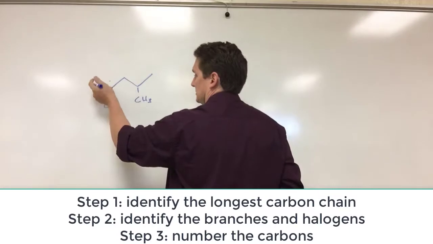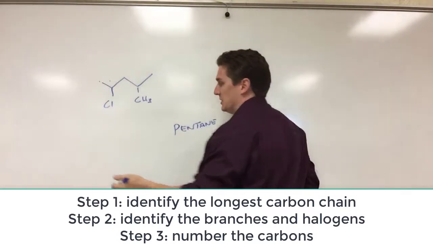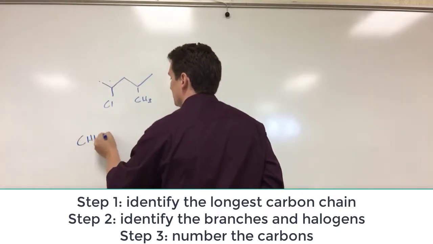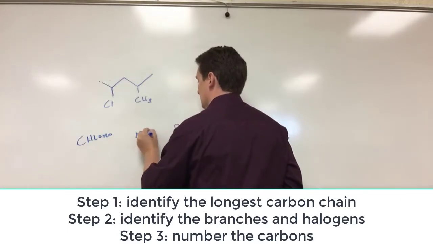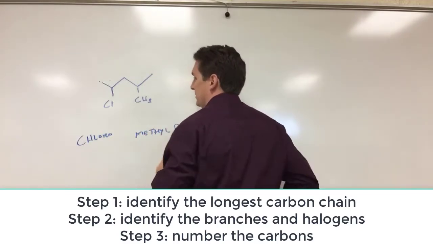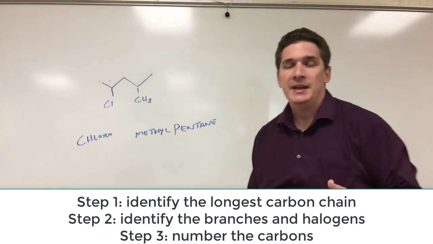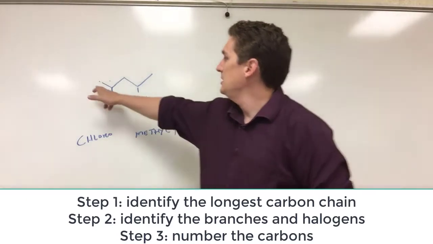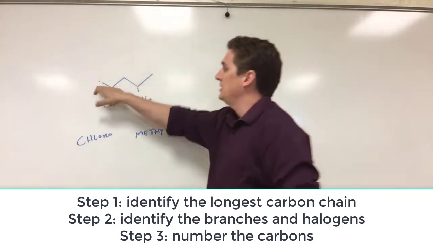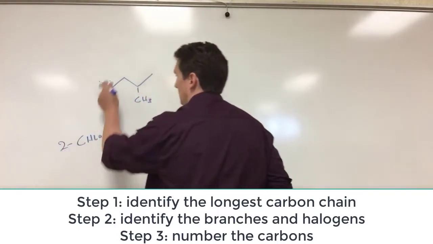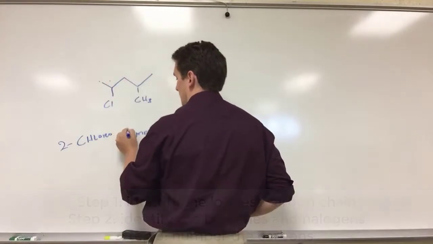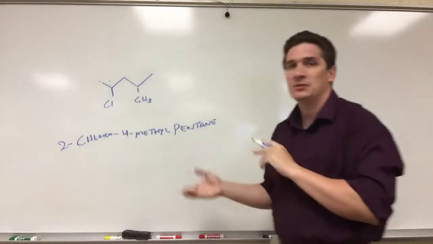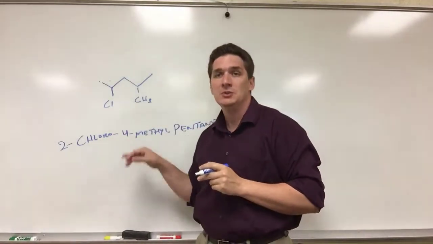We got chloro and methyl, so they need to be listed in alphabetical order. Chloro, methyl, and then we need to number. And it's going to take the same numbering procedures that we did before. We have two options. We can start here or here. If we start here, this ends up being 2-chloro, 4-methyl pentane. If we go the other way, it ends up being 4-chloro, 2-methyl.